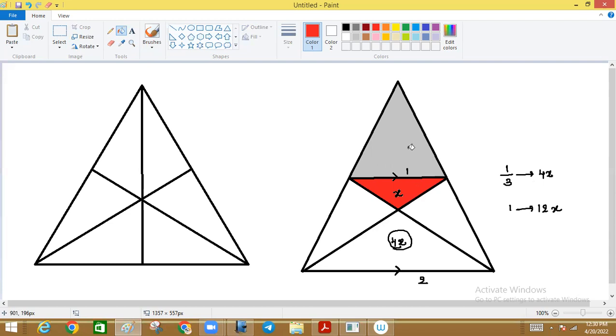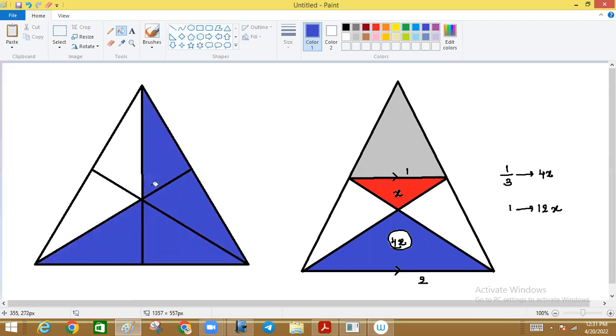Okay, now forget about this shaded region. Look at the red color. If red is x, then this one is 4x. If it is 4x, the entire triangle is how much? This one is 4x, this one is also 4x, and this one is also 4x. Now yellow is also 4x. 4x, 4x, 4x, and x make 12x. X is what part of 12x? 1/12. So that small triangle you drew there is 1/12 of the triangle.